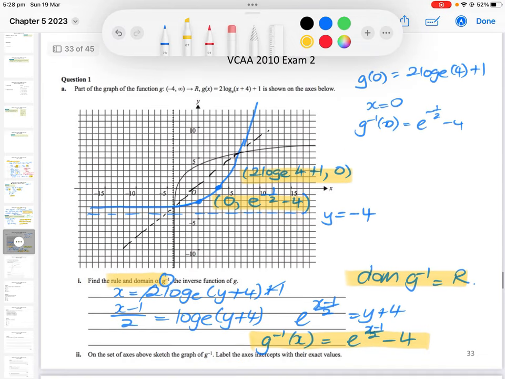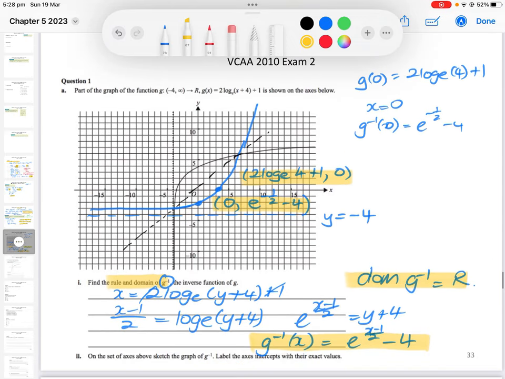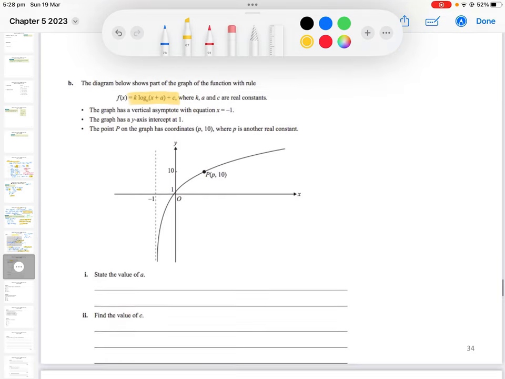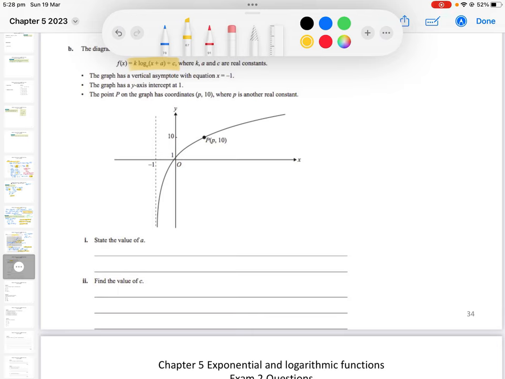So let's have a look at, this is still the same exam 2. The first thing they do, and this will happen all the time, is we talk about it with numbers, but now instead of numbers we're going to use letters. So we've got K, A and C. So the diagram shows part of the graph. The graph has a vertical asymptote with x equals -1, a y-axis intercept at 1, and point P has coordinates P10. So the first thing we need to do is state the value of A.